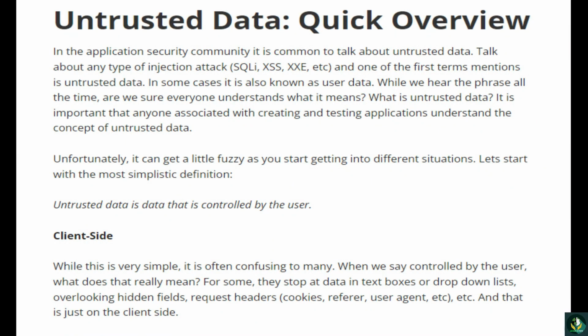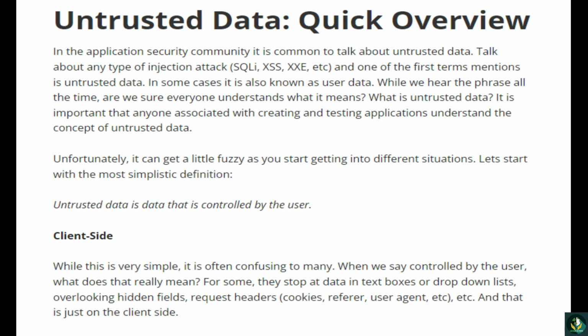So, a simple overview about untrusted data. In the application security community, it is common to talk about untrusted data. Talk about any type of injection attack, SQLI, XSS, XXE, or many more. And one of the first terms mentioned is untrusted data, which in some cases is also known as user data. While we hear the phrase all the time, are we sure everyone understands what it means?